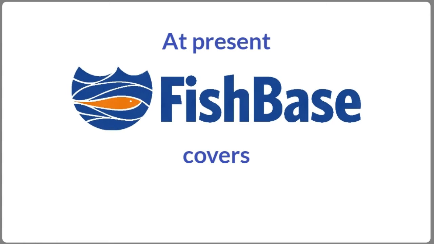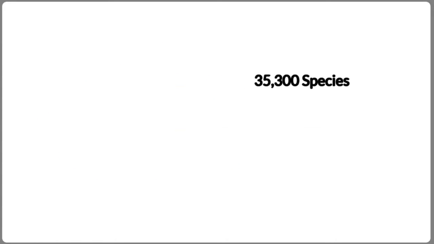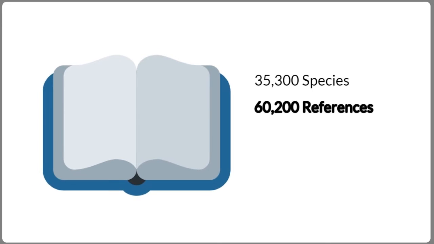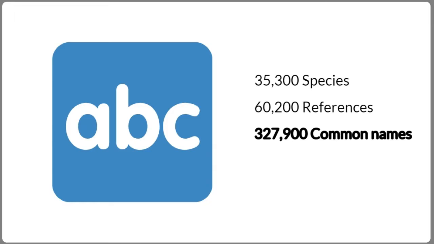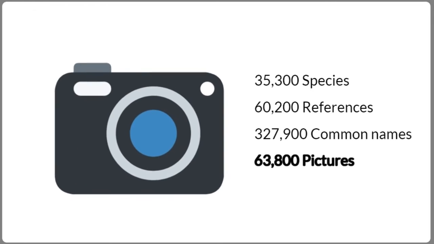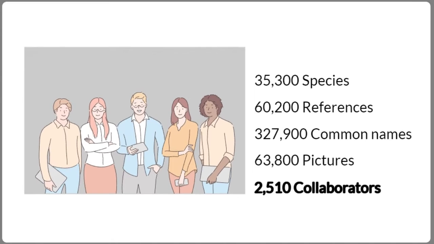At present, FishBase covers over 35,000 fish species, compiled from about 60,000 references. It also features almost 328,000 common names and nearly 64,000 pictures. The database has around 2,500 collaborators.